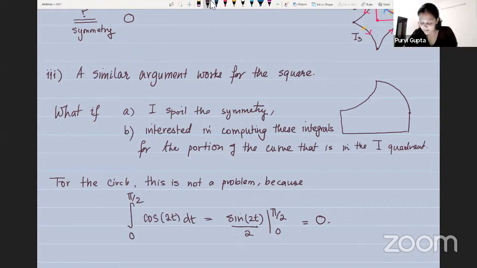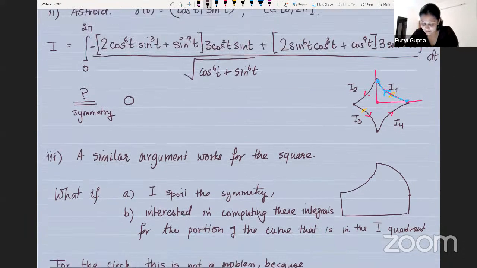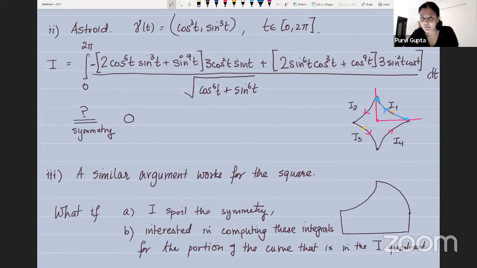But now if you start doing this with the asteroid or the square, you're going to have to deal with an integral like this from 0 to pi over 2. And who knows what that is going to compute to if you try to do this by hand. Okay, so what I'm going to talk about now is going to make life a little bit simpler for us, but let me pause and see if there are any questions at this stage.